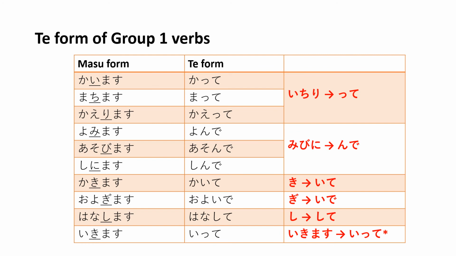話します becomes 話して. し will be replaced with して in te form. Finally, 行きます is an exception. 行きます becomes 行って. Just memorize this.